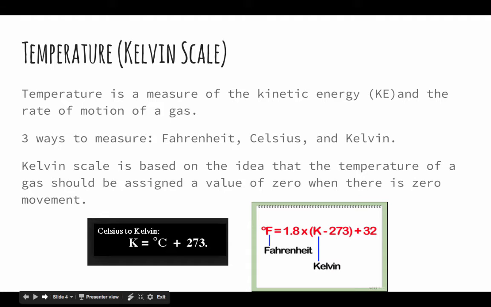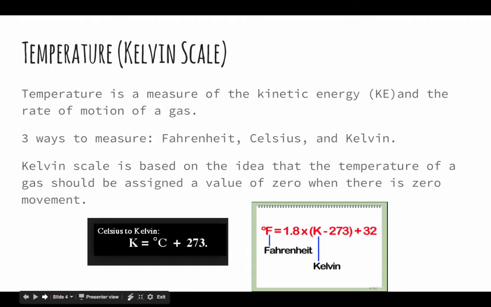So the first variable I want to talk about is temperature. There are 3 ways to measure temperature: Fahrenheit, Celsius, and Kelvin. We're going to be using Kelvin, and the reason why is because the Kelvin scale is based on the idea that molecules eventually cease all motion if you drop the temperature down low enough. What is the value corresponding to that lack of motion? That's where the Kelvin scale comes in and says, well, that value has to be 0. And so they set the baseline saying that if there's absolutely no motion in particles, we'll call that 0 Kelvin.